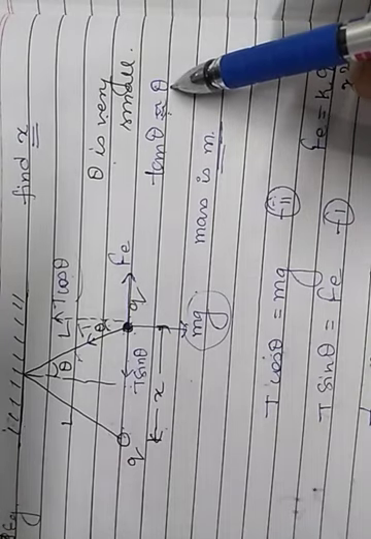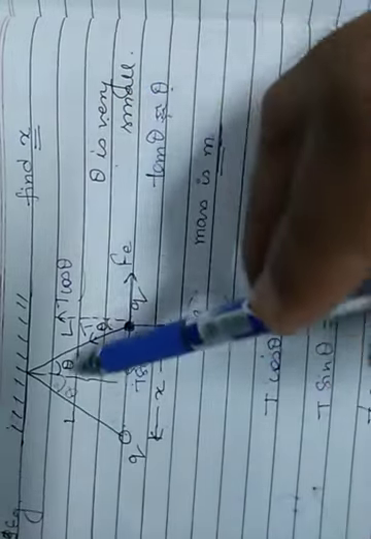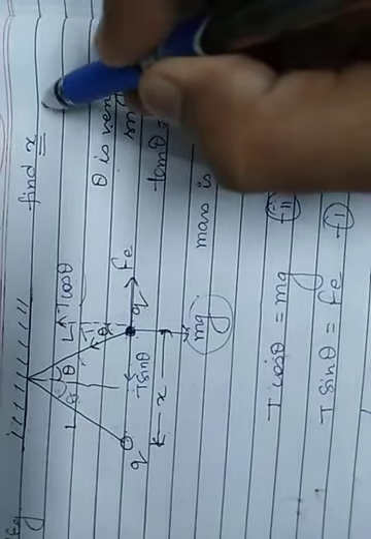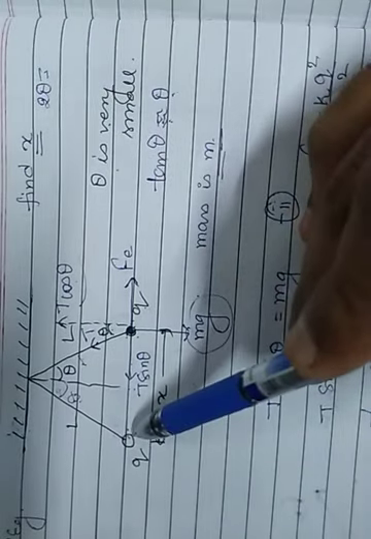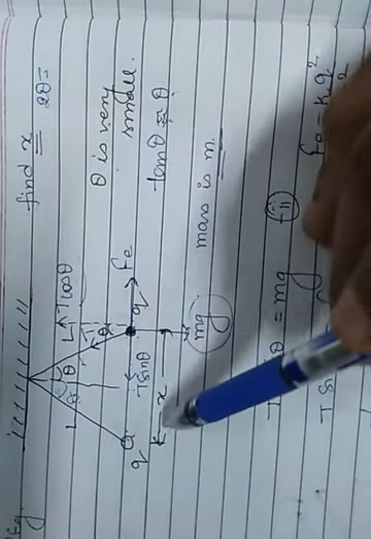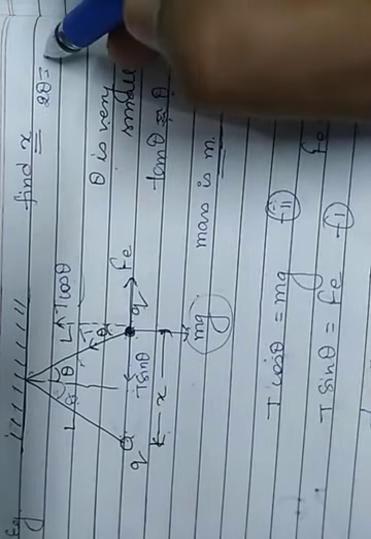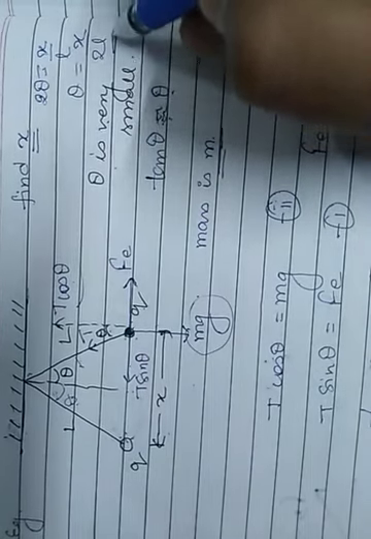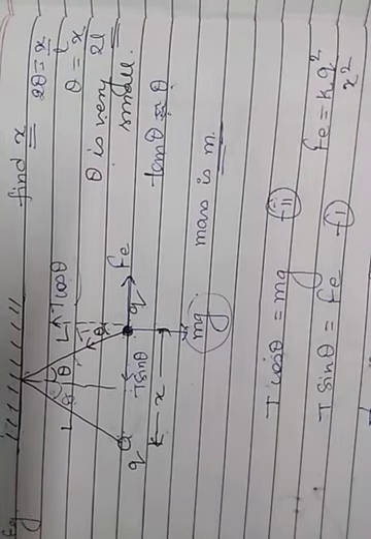Now what is the value of theta? See, the complete angle is 2 theta, and angle is equal to arc upon radius. So the arc is equal to x and the radius is L. So 2 theta is equal to x upon L, or theta is equal to x upon 2L. Clear?